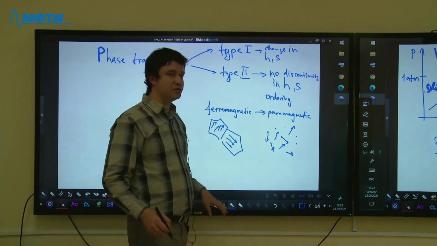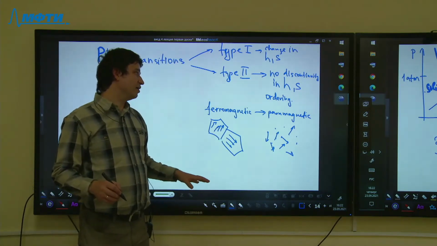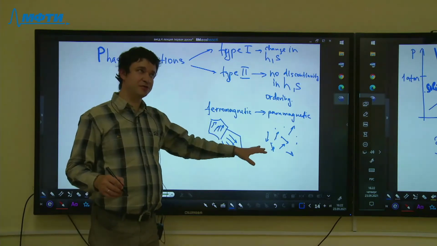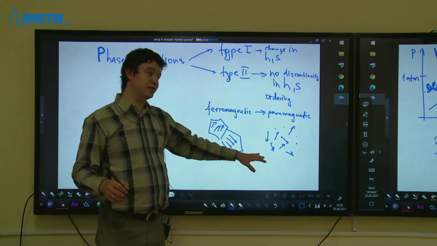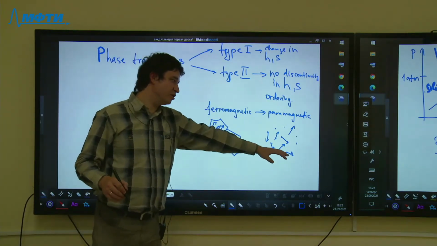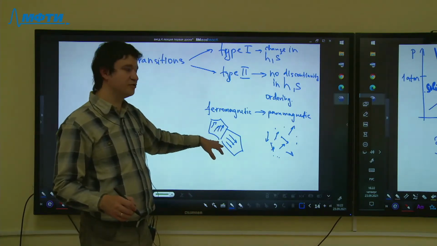And this phase transition happens without any specific heat of ferromagnetization. There is no such thing as specific heat of ferromagnetization. So there is no entropy change and enthalpy change when you go from this state to this state. You just acquire some kind of an order.